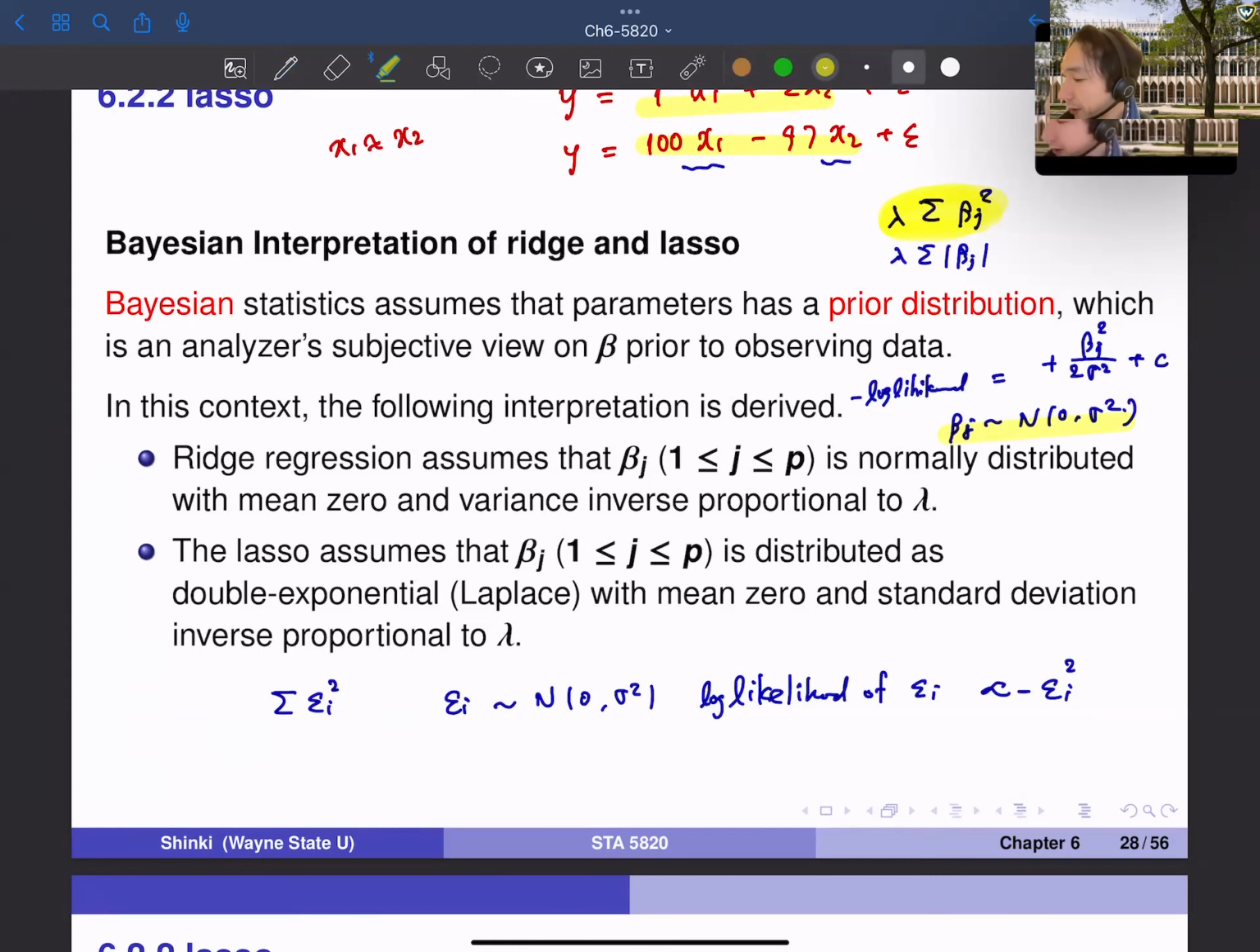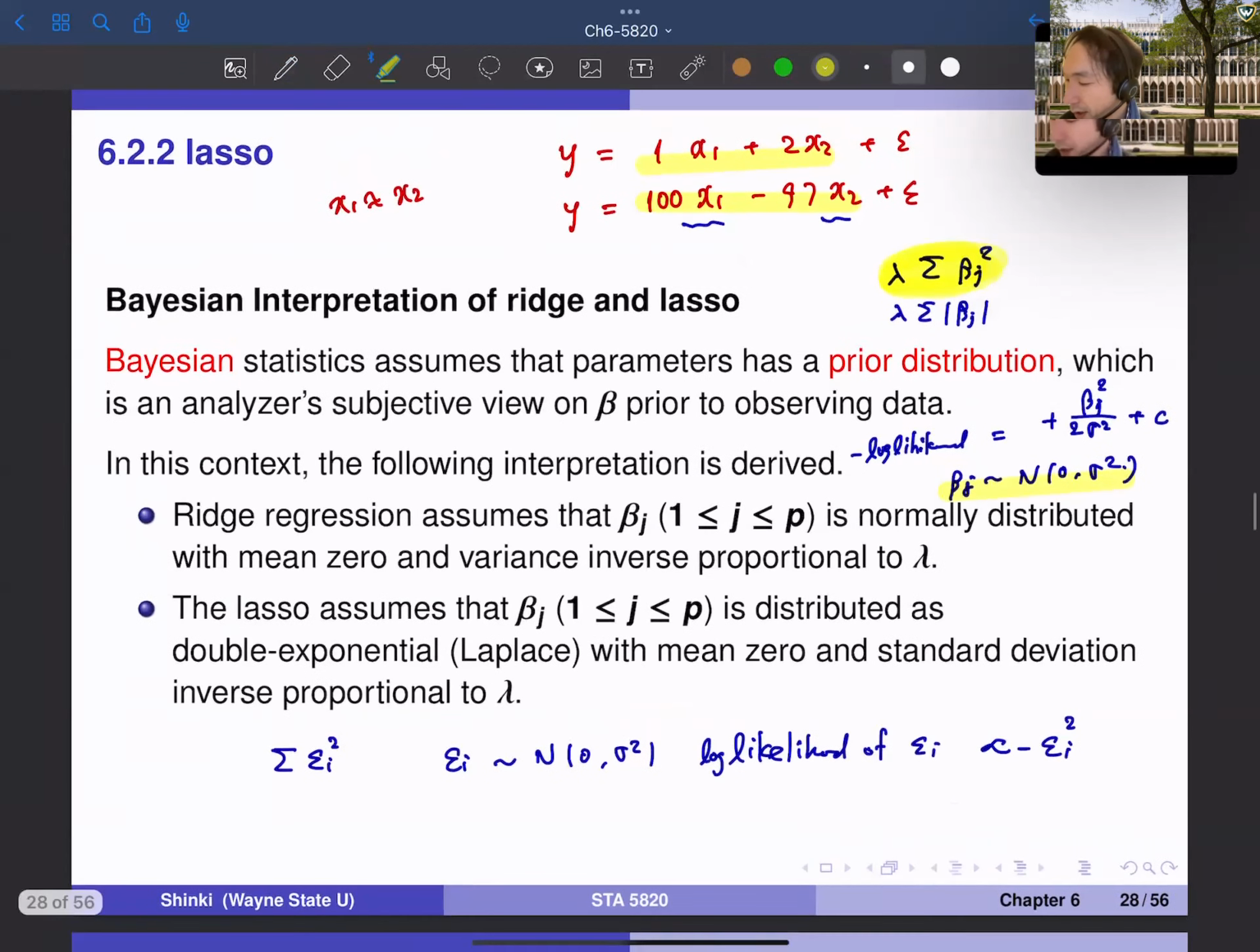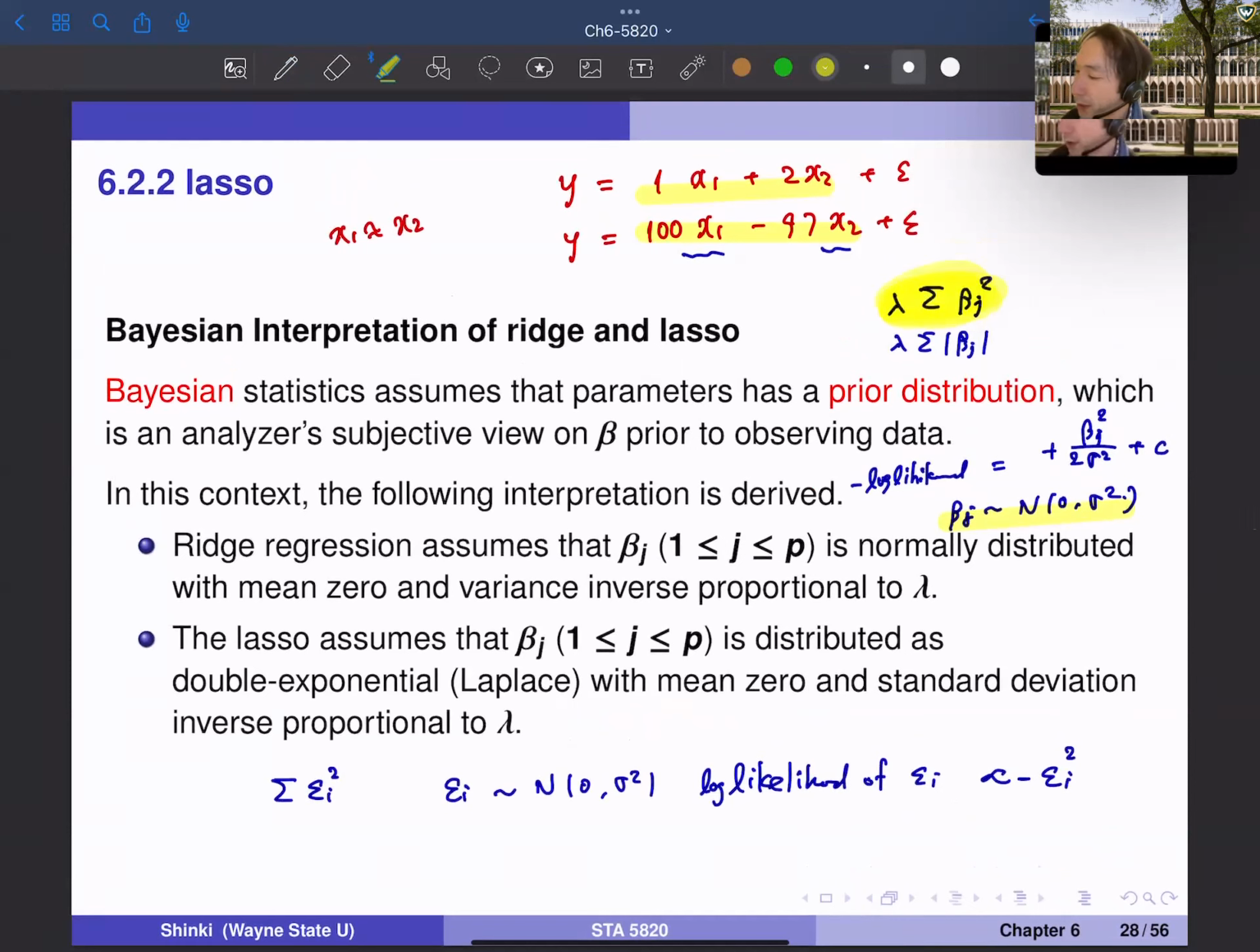So this is a pretty reasonable model in terms of Bayesian statistics. We are penalizing this, but that is equivalent to maximizing the likelihood for beta j. And lasso, how about lasso? Lasso minimizes this, and this corresponds to the situation where beta j is random and follows a double exponential or Laplace distribution with center 0 and some variance parameter.